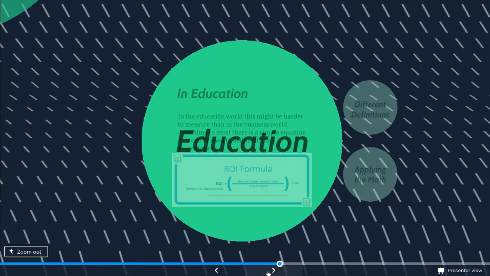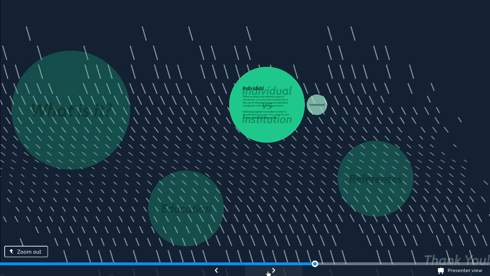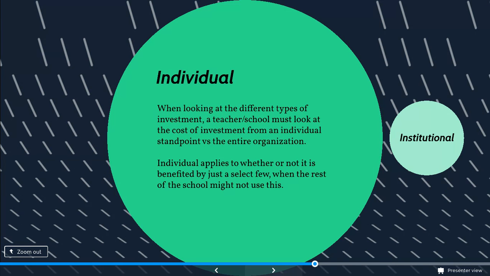Moving forward here, looking at the individual versus the institution. When you're looking at the different types of investment, sometimes a teacher or a school should look at the cost of investment and the return of that investment from an individual standpoint versus the entire organization. So, for instance, does the individual, if it's one person, does that apply to the ROI, and is it a benefit for just a few people if the rest of the school is not actually using that?